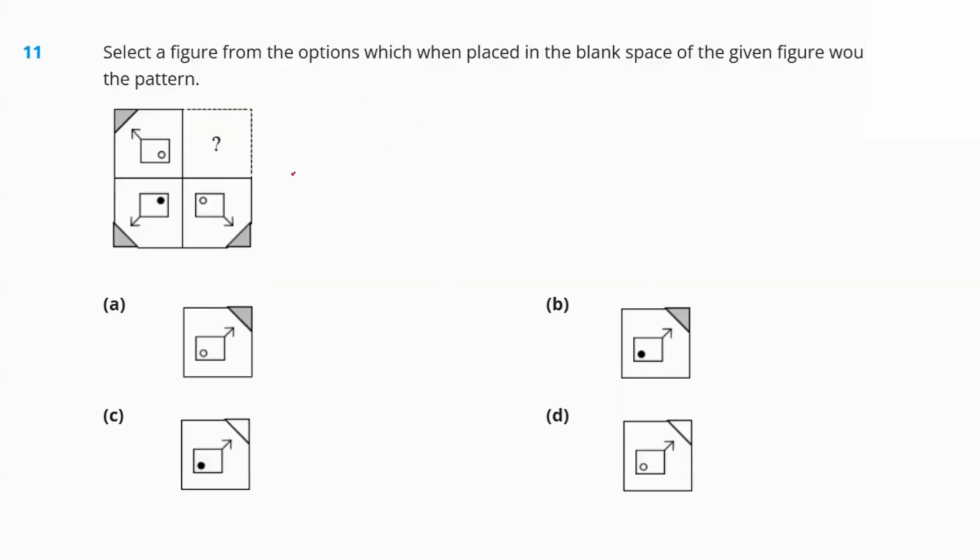Next is again a figure matrix in which you need to follow the pattern and fill up the blank space. So if we see that diagonally, they are the same. So this diagonal also, they should be the same. One rectangle with a shaded circle, arrow facing upwards, and this part should be shaded like this. This part should be shaded like this. Where do we have it? Option B, that's our answer.